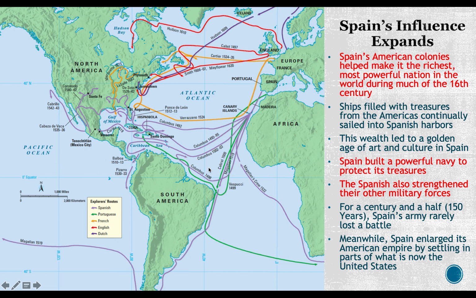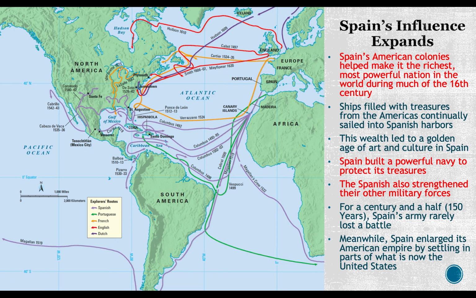Treasures being not just only gold and silver, because they weren't finding a lot of that. In some areas they were, but mostly this land was really good for farming. So maybe that's what most of them were talking about. This wealth led to the golden age of art and culture in Spain, because there was so much money going into these countries because of the Americas, North and South America, because of what the Spanish and Portuguese were doing over there.